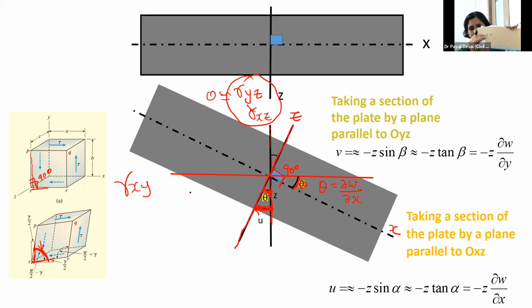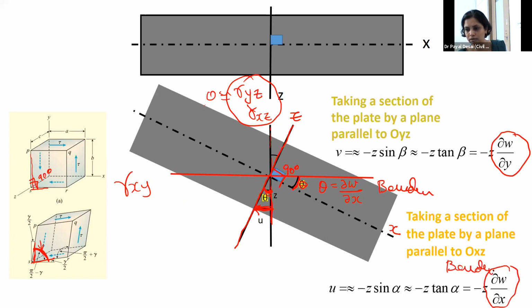Okay, a plate has two surfaces, and we are talking only about this one. Similarly, you can see on the other side, covering the y axis, it is the same, but you get the rotation in the y direction, that is del w by del y. These are bending rotations. Del w by del x is also a bending rotation.